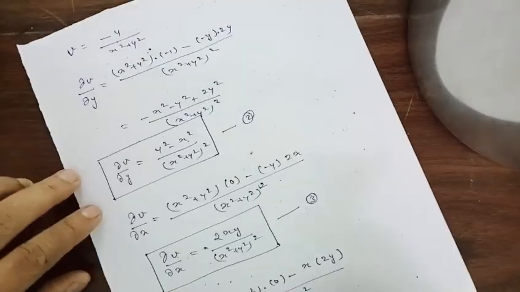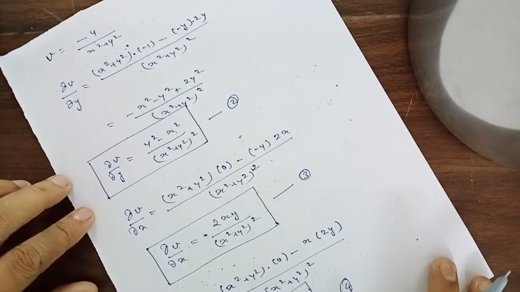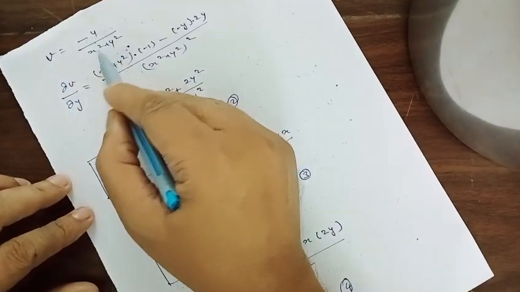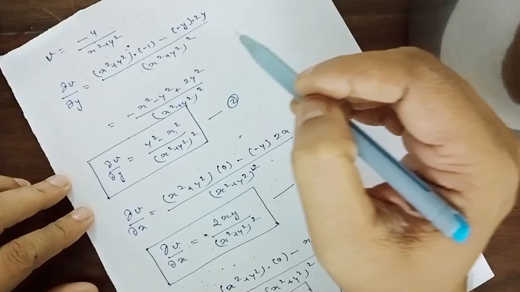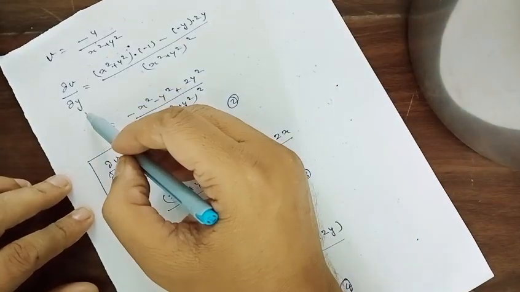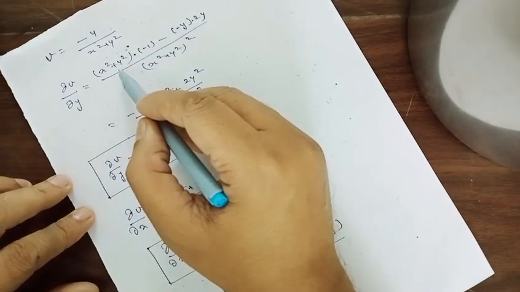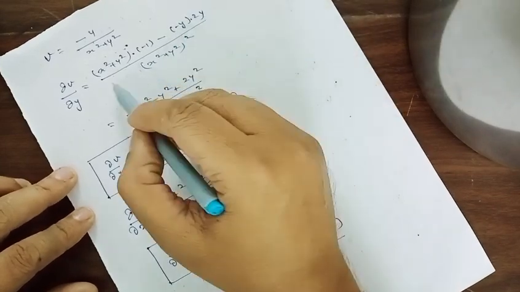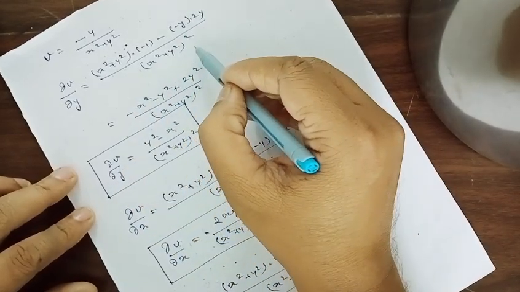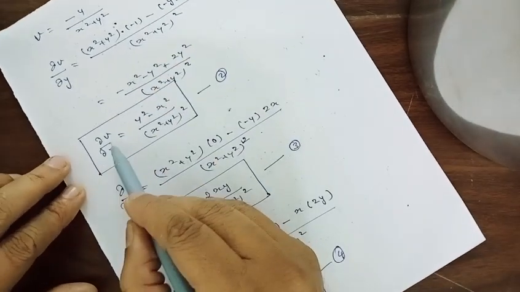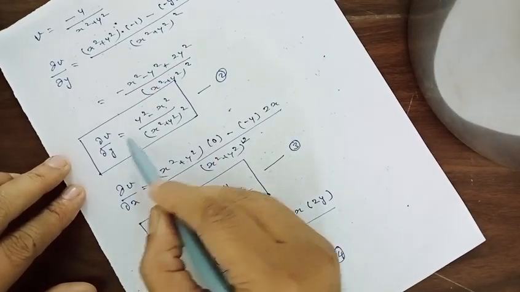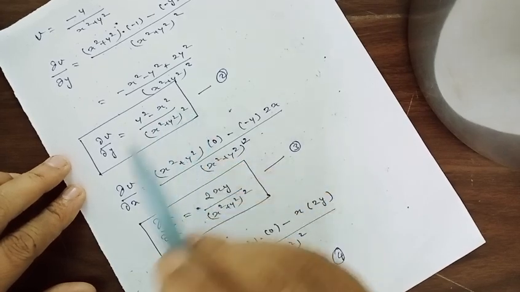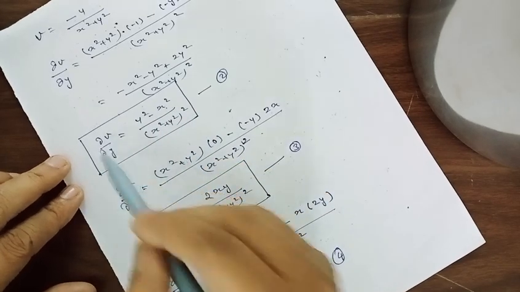Then we should calculate for v now. v is equal to, we know, minus y by x square plus y square. We should apply the same formula. Then dou v by dou y is equal to x square plus y square into minus 1, minus of minus y into 2y, divided by x square plus y square the whole square. When you solve that, you will get dou v by dou y equal to y square minus x square divided by x square plus y square the whole square. So now you found dou v by dou y.